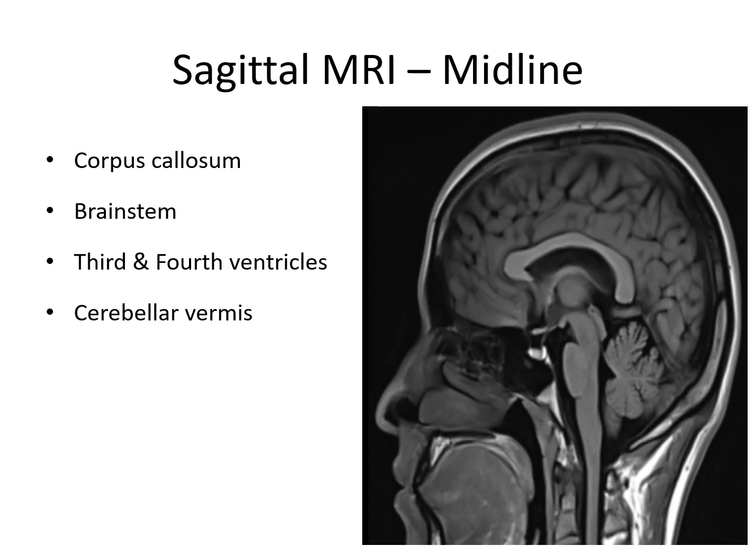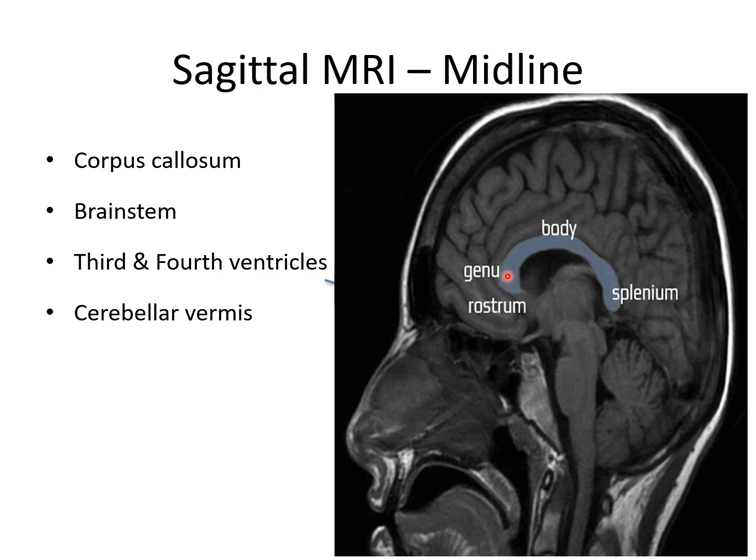Now the mid-sagittal section of the brain. In this image we can see the corpus callosum, brain stem, third and fourth ventricle, and cerebellar vermis. This structure is the corpus callosum. This is the brain stem. This is the cerebellar vermis. It is a midline structure. These are the third and fourth ventricle. This is the partially visualized thalamus. Now these are the parts of the corpus callosum. Anterior is the rostrum, genu, body, and the splenium.